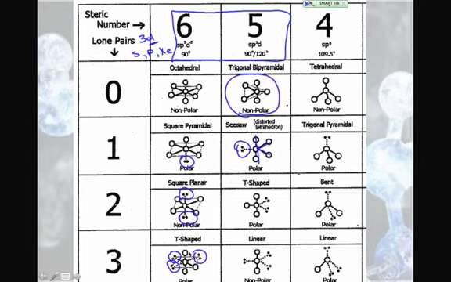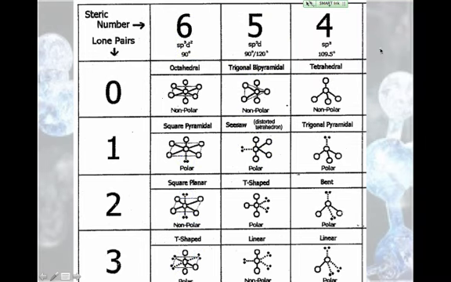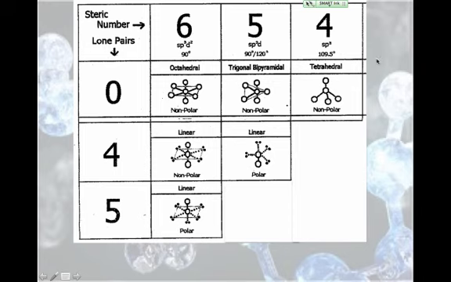So it's important to know how to draw the Lewis structure first so that we can use the Lewis structure to predict the molecular geometry, and then that's going to affect whether or not we consider that molecule to be polar or nonpolar.